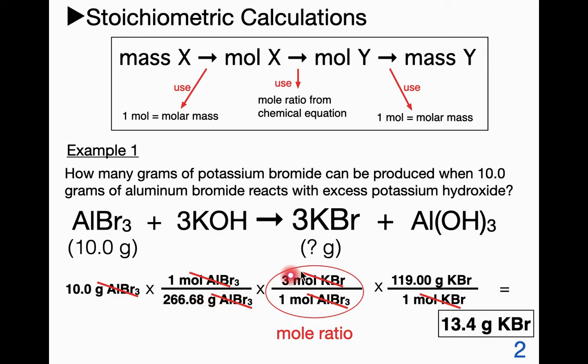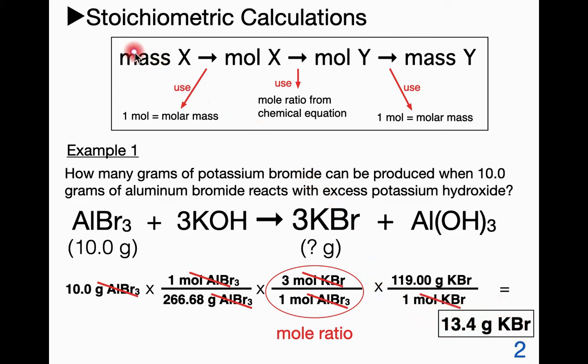Remember that conversion factors won't limit the number of significant figures. It's always the number that we're given to start with, in this case, the 10 grams of aluminum bromide. That's our assumed measurement. Now, when you type this into your calculator, it doesn't matter the order that you do it. I could have gone 10 grams times 3 times 119 divided by 266.68. Again, it doesn't matter. Just remember to multiply all numerators and divide by all denominators. And please make sure that you're pausing the video and doing this calculation yourself. So you want to practice that.